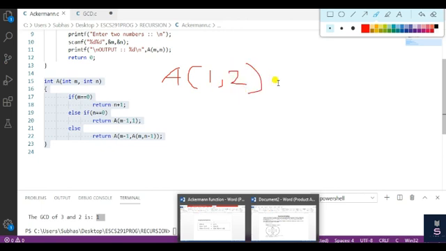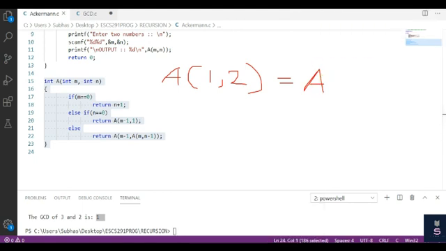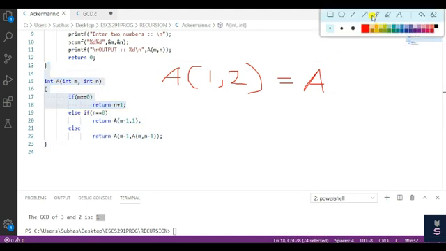So then what will happen? Both our inputs are non-zero. What that means is it will call the third formula, so it will call a of m minus 1. Here the m is 1 and n is 2. So the formula is m minus 1, that means 1 minus 1.